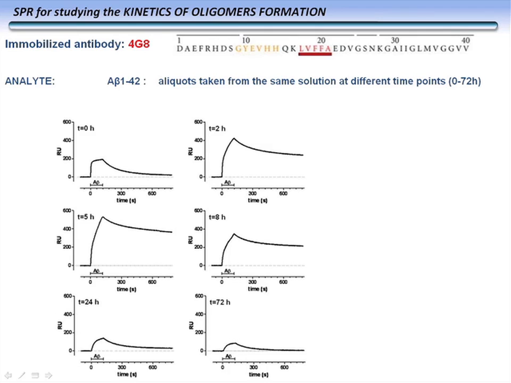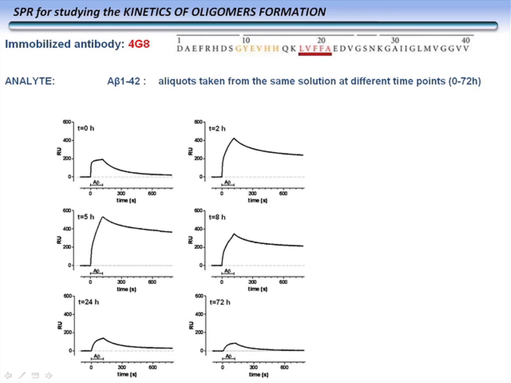So SPR and this immobilized antibody are sensing some changes occurring in the solution. These changes are quantitative, you can see that the absolute binding is different, there is an increase and then a decrease, but also a qualitative difference. The shape of the sensorgram is completely different.